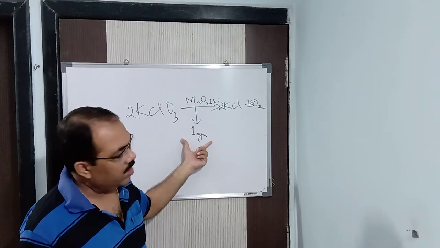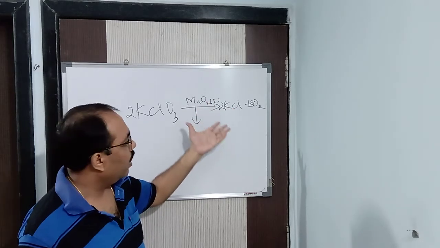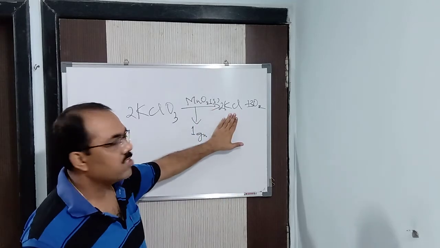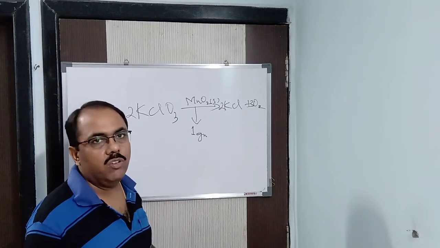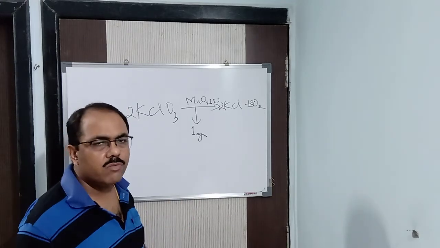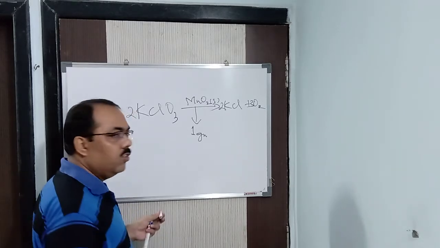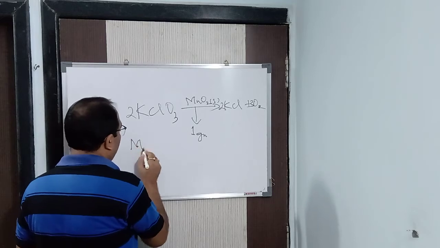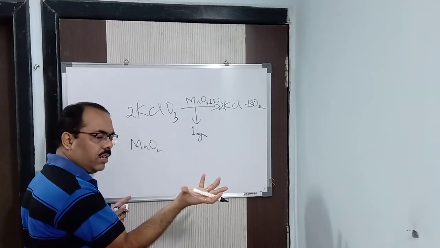You take this black and white residue and dissolve it in water. KCl will dissolve in water, but not MnO2. You filter the solution. On filtration, you will get back 1 gram of MnO2 on the filter paper. How do you know it is MnO2 only, not any other substance? Do a test, by which it will be proved. The MnO2 which you got, you can weigh and find it is 1 gram.